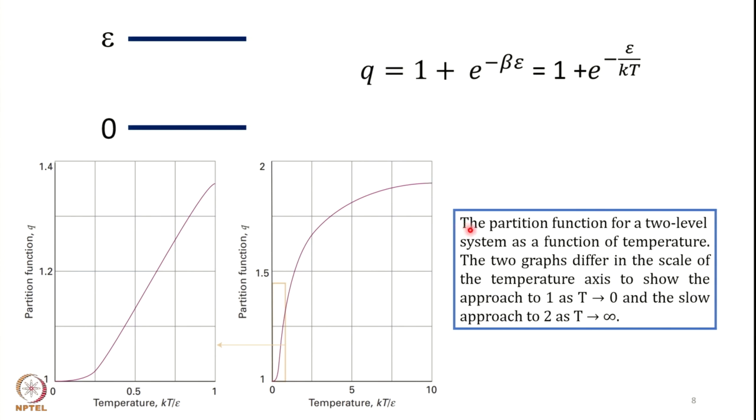So, look at the comment. The partition function for a 2-level system as a function of temperature is shown in these figures. The 2 graphs differ in the scale. Note here, 0 to about 1 is shown in an expanded form over here. The idea is to show how the value of the partition function will sharply rise. And when kT upon epsilon becomes relatively very high, the value then moves towards a value of 2. Initially very fast, and then a slow approach towards a value of 2 as the temperature approaches infinity.